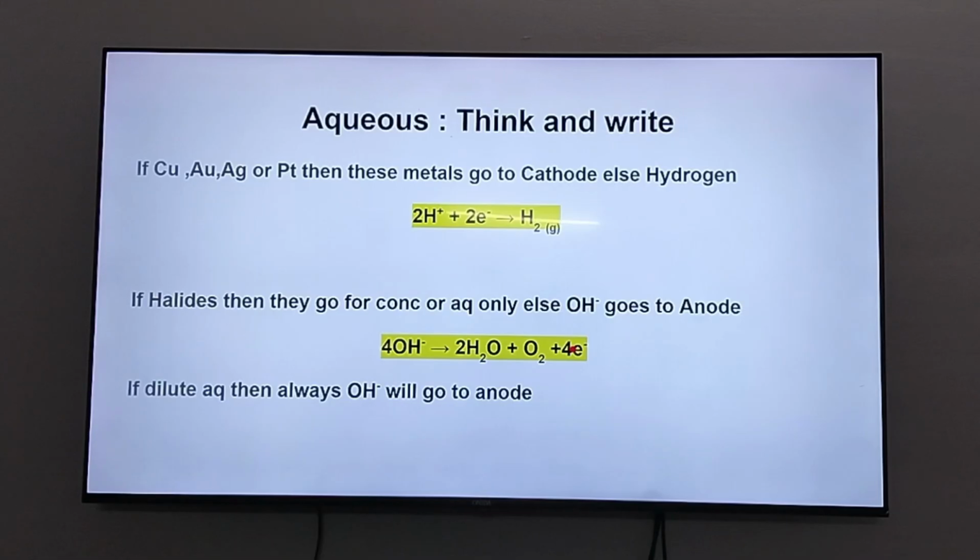Now here the observation would be bubbles. But since oxygen is a colorless gas, you cannot write oxygen is seen. You have to write glowing splint relights. For hydrogen, you would say bubbles observed and a lighted splint goes off with a pop sound.